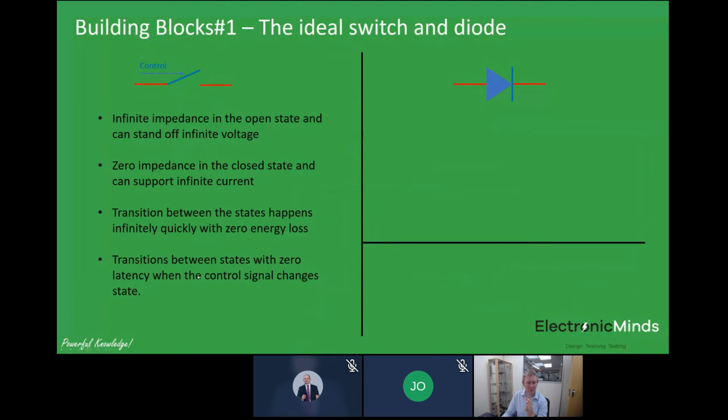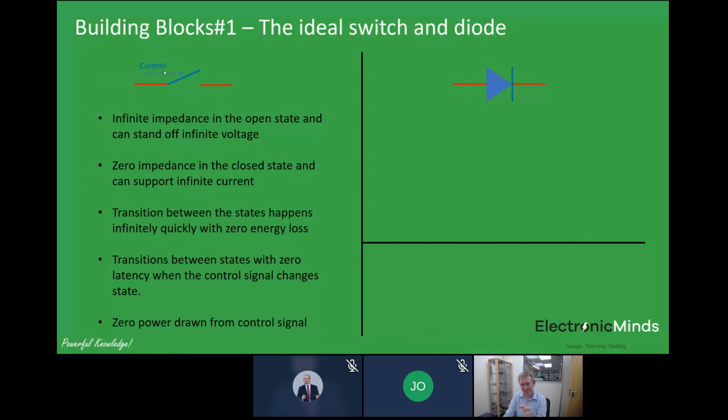Also, we want to make sure, for various control reasons, that the transition between states occurs with 0 latency, and that comes into play when you're starting to model closed-loop performance of power supplies. If you've got a big delay on your control signal to when this actually does change state, that introduces phase lag into your system, which can cause instability, especially at high switching frequencies. Lastly, in my ideal switch, I wish I could get one of these, it's also got 0 power drawn from the control signal. So that's what I mean by an ideal switch.